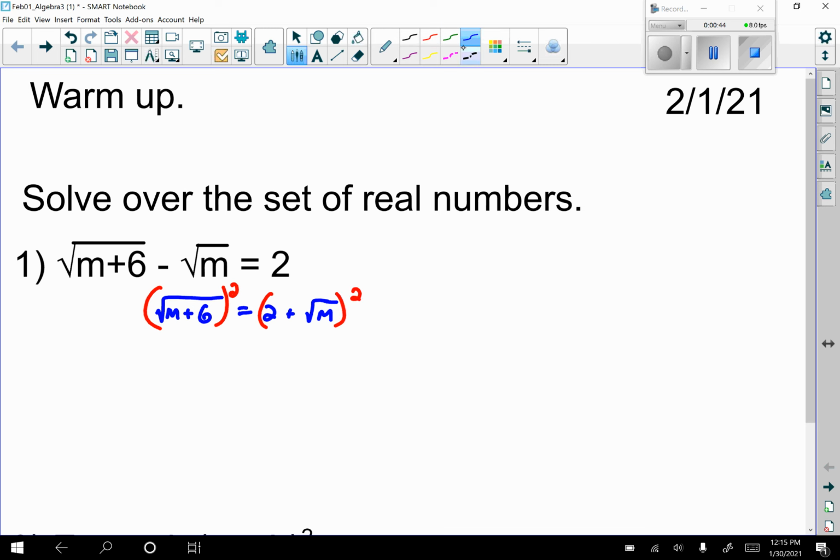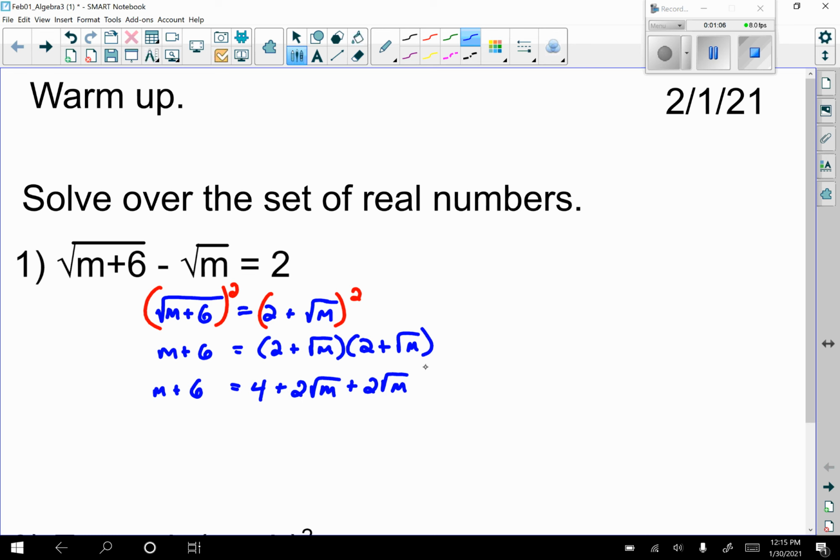So if you guys remember, on the left side, this will just become m plus 6. But on the right side, it becomes 2 plus radical m times 2 plus radical m, and we need to distribute 4 times. So in doing this, first I multiply 2 times 2, which is 4. On the outside, I'm going to get a plus 2 radical m. On the inside, I'm going to get a plus 2 radical m. And then at the end, radical m times itself is just m.